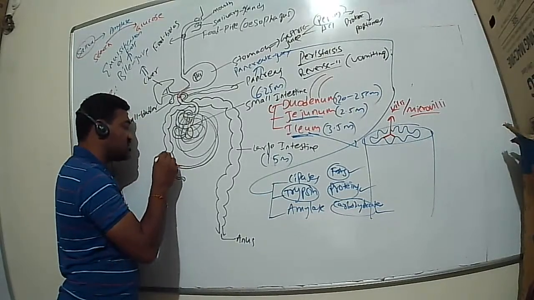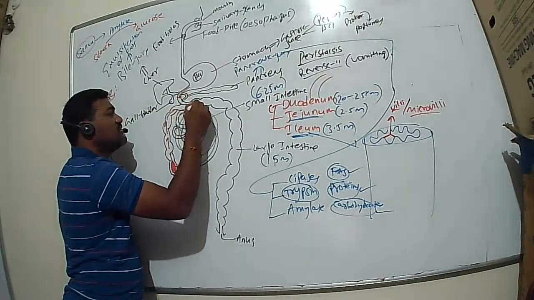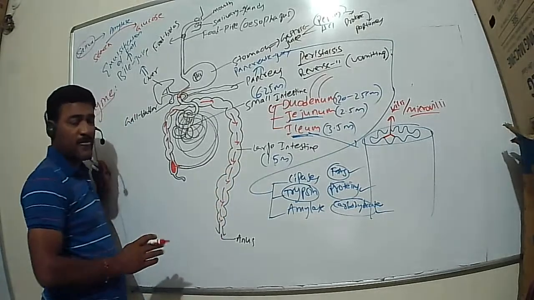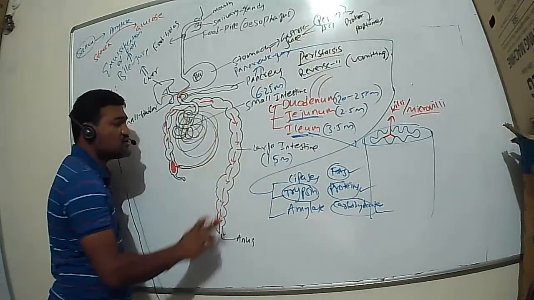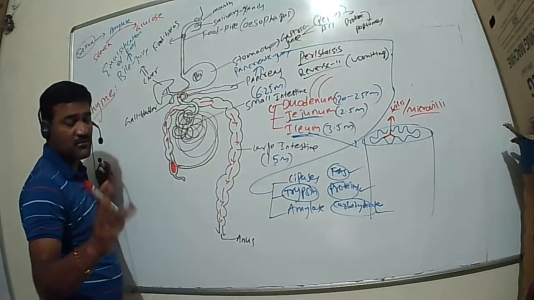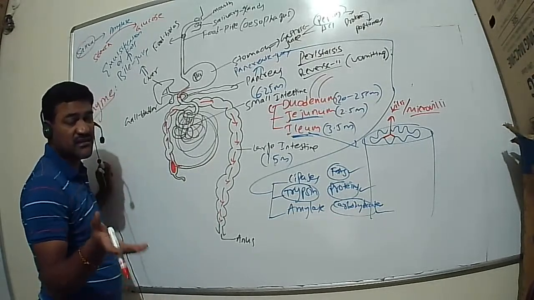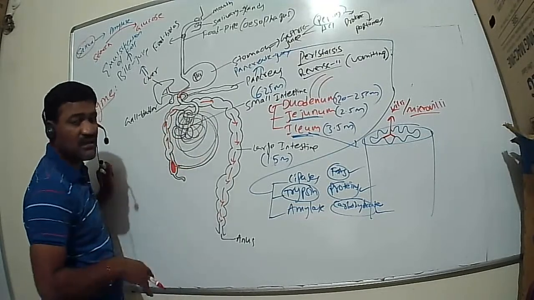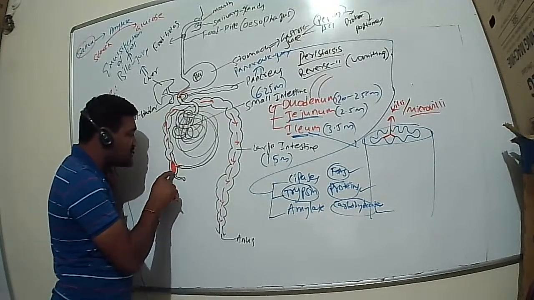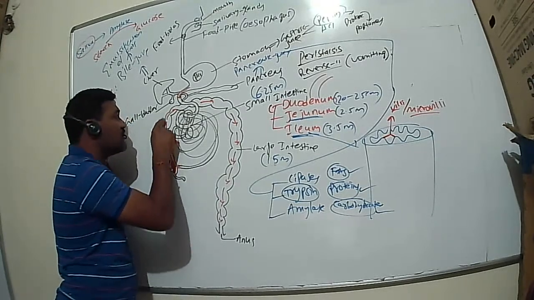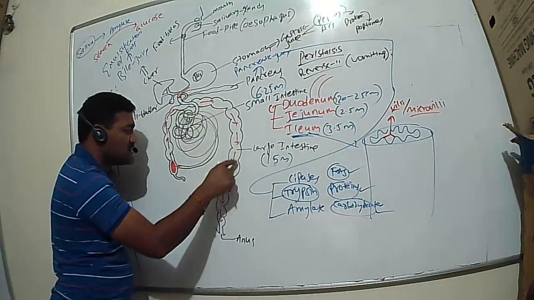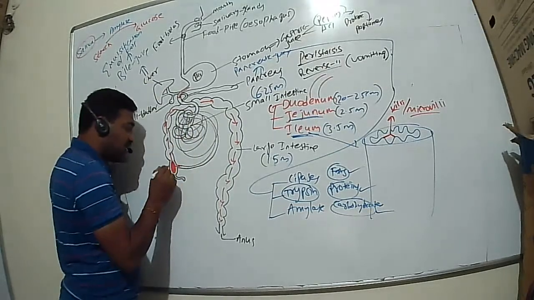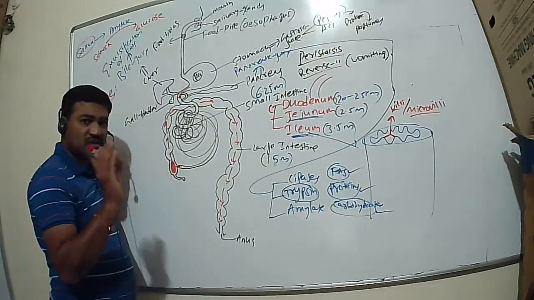And as this waste moves forward, the water will be reabsorbed. The only function of the large intestine is to absorb water, because water is always very important. It's always scarce in the body, and we cannot afford to lose so much water in this undigested waste. So as it moves through the ascending colon, transverse colon, descending colon, sigmoid colon, and to the anus, the water is gradually absorbed. When it was here, it's almost semi-solid.